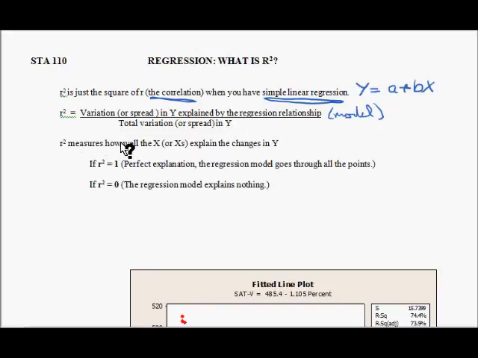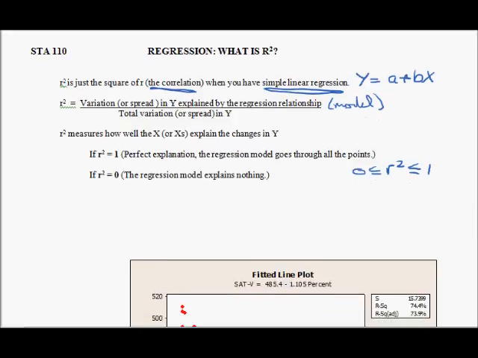R squared also measures how well the x or x's, our predictors, explain the changes in y, the response. If r squared is equal to 1, that means perfect explanation: the regression model equation goes through all the points. R squared equals 0 means the regression model explains nothing. We're not going to worry about the math of it. R squared is a value between 0 and 1. Minitab here, as we'll see, makes it a percentage, from 0 to 100%, but really it's a value from 0 to 1.